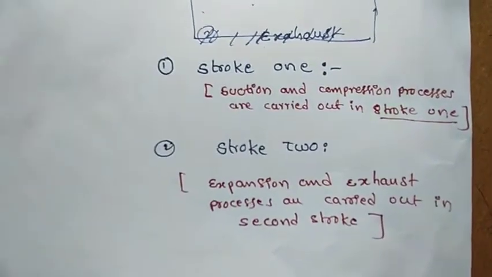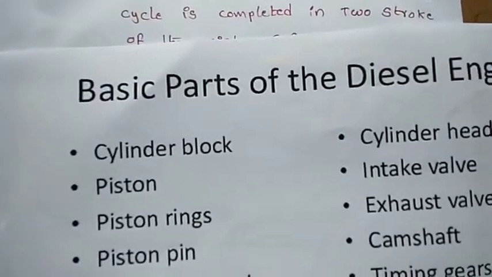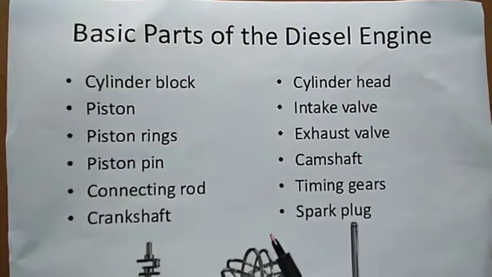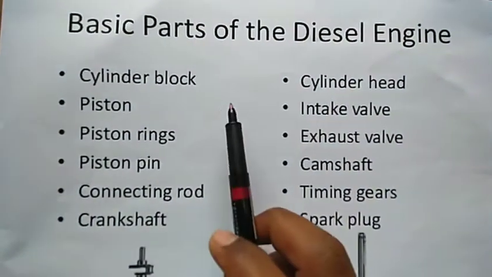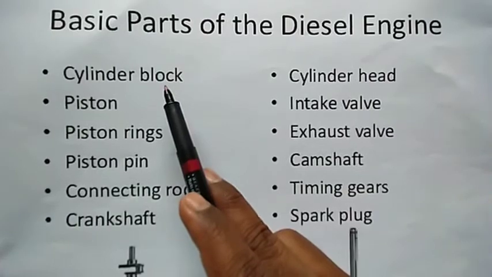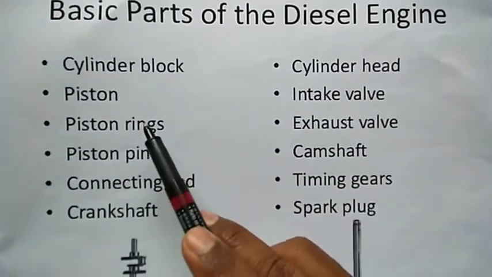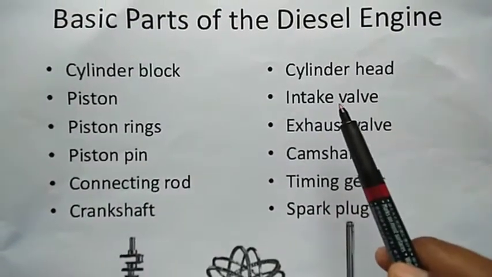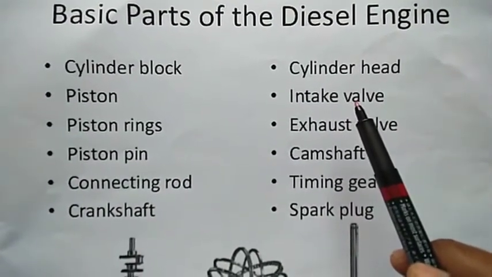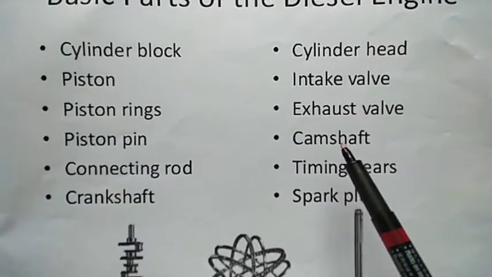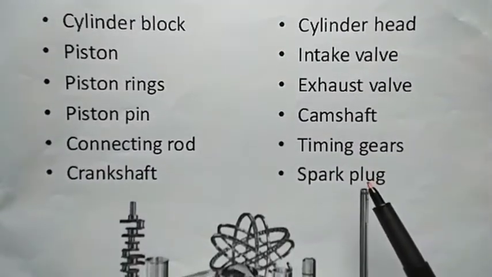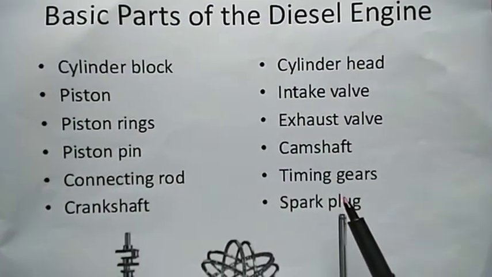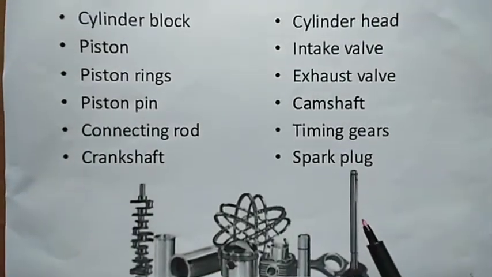Next, the third topic is basic parts of the diesel engine. All of you observe this one. We have the basic parts: cylinder block, piston rings, piston pin, connecting rod, crankshaft, cylinder head, and intake valve. Another name for the intake valve is inlet valve. Then the exhaust valve, camshaft, timing gears, and spark plug. So these are the basic parts of the 4-stroke engine.